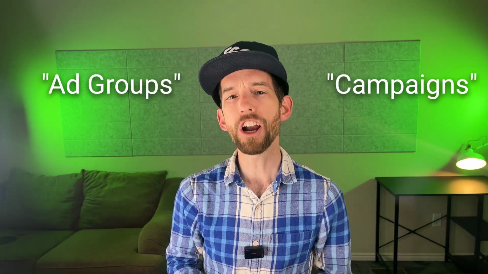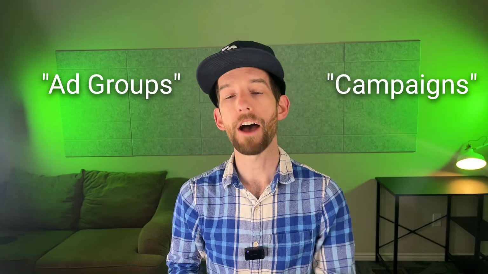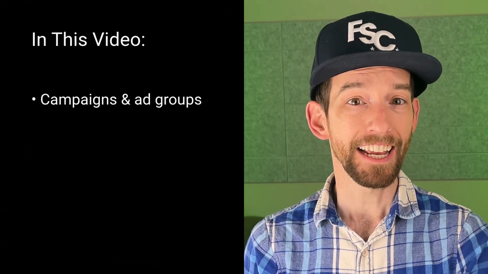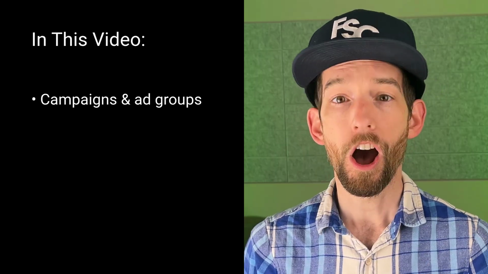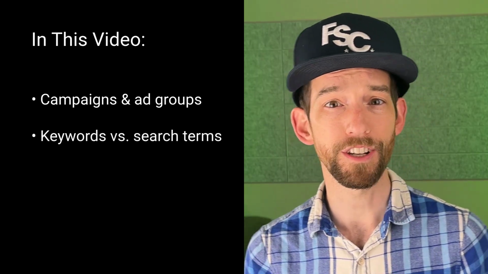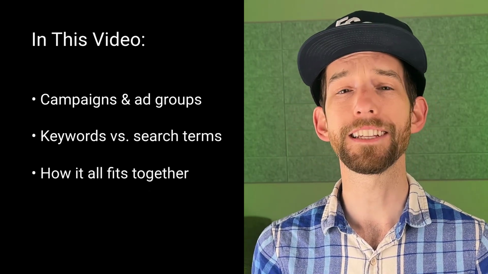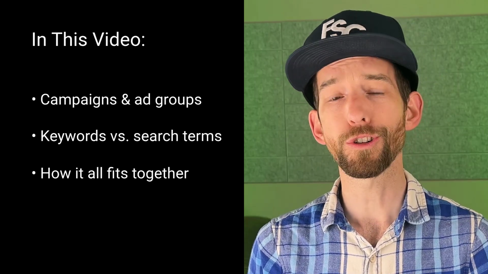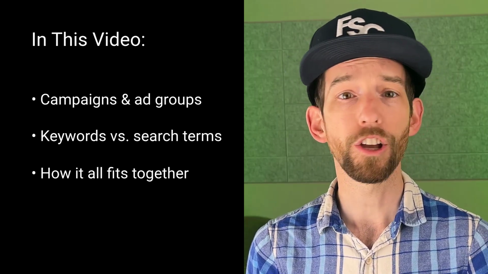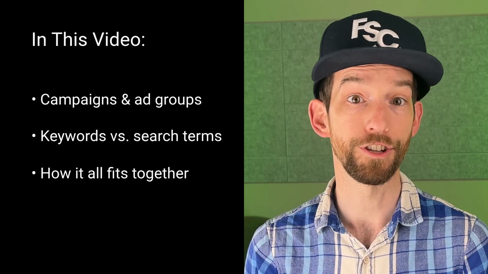If you're new to Amazon ads, you've probably been hearing terms like ad groups and campaigns, and you're not exactly sure what those all mean or how they fit together. In this video, I'll explain campaigns, ad groups, keywords, and several other Amazon PPC terms you need to know. I'll explain the important difference between keywords and search terms and how all these pieces work together. You'll find that these principles and the terminology also apply to other platforms like Google and ChatGPT ads too.